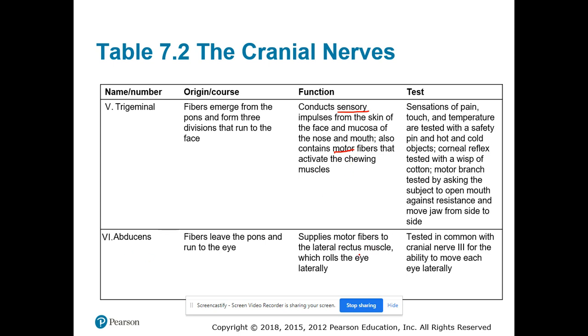Abducens, this is another one that helps control eye movement. So one thing I would know here, and I'm going to go ahead and star it, is it helps move your eyes laterally. And that just means to the left and the right.